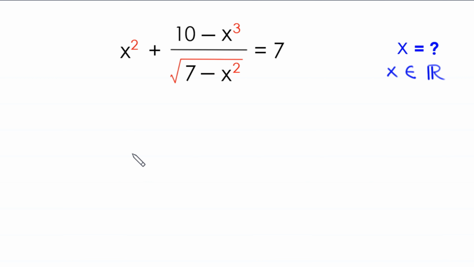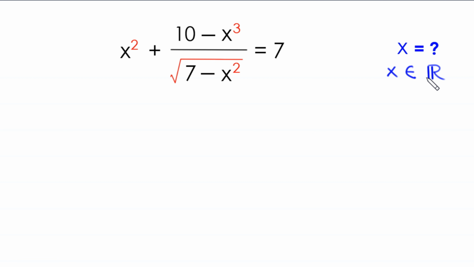Hello everyone, you are welcome to how to solve this very nice radical equation: x squared plus (10 minus x cubed) divided by root of (7 minus x squared) equals 7. Our job is to find all possible values of x such that x is a real number.